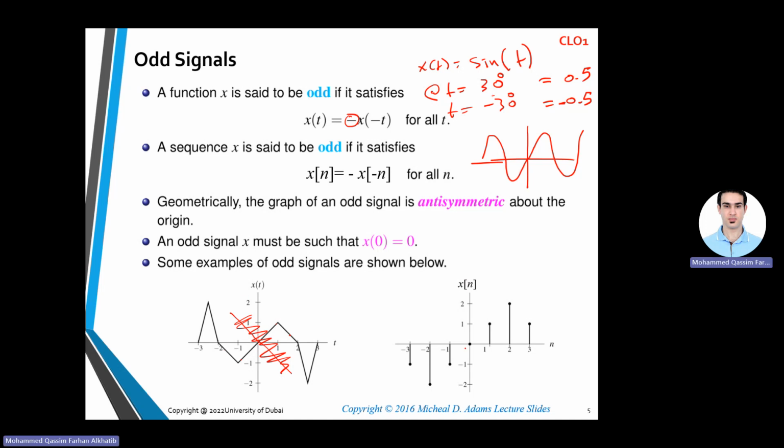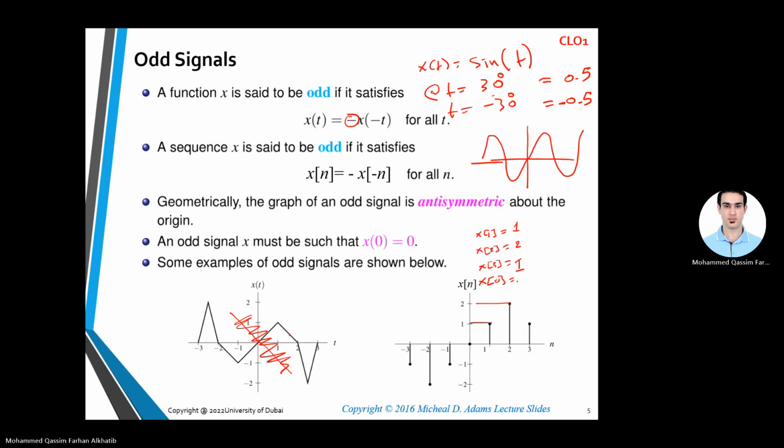So that's a typical example. Or basically, you can say x of 1 equals how much? 1. X of 2, how much? It is 2. X of 3, I have 1. X of 0 should be always 0. That's a property of odd signals. X of 0 should be 0.